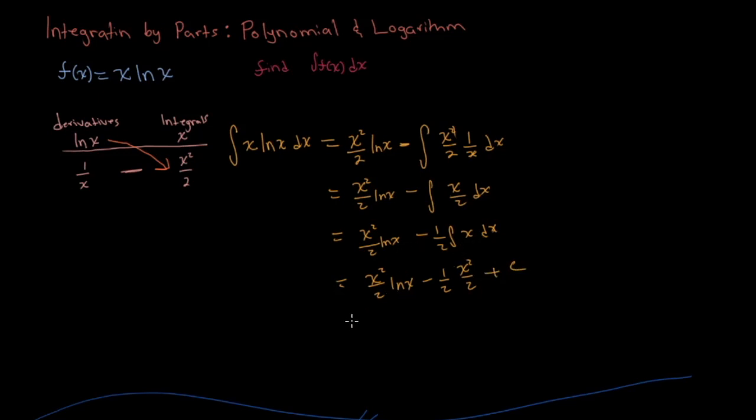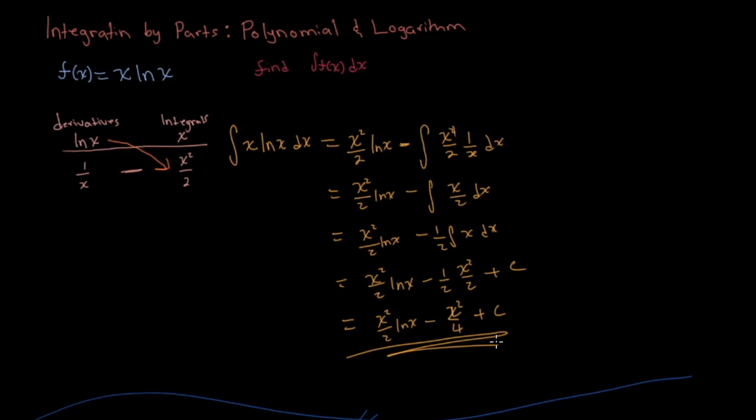There is our integral. In fact, we can simplify this further and write it like so. We just combine these 2s, so minus 1 over 4, I'll write it, x squared over 4 plus c. And there is our answer. That is the integral for this particular problem.